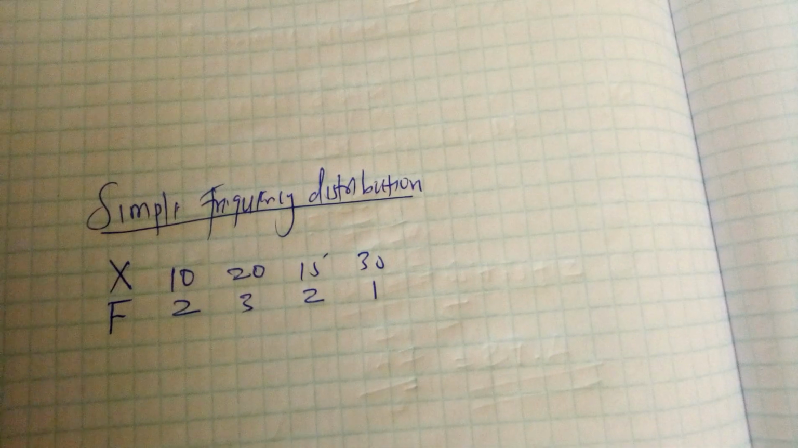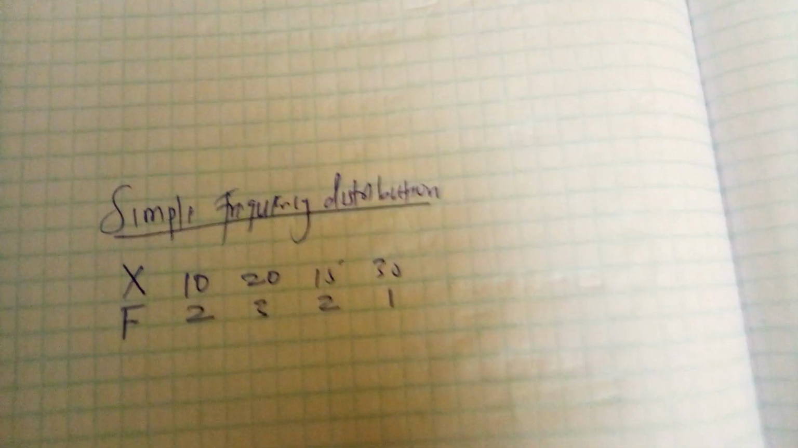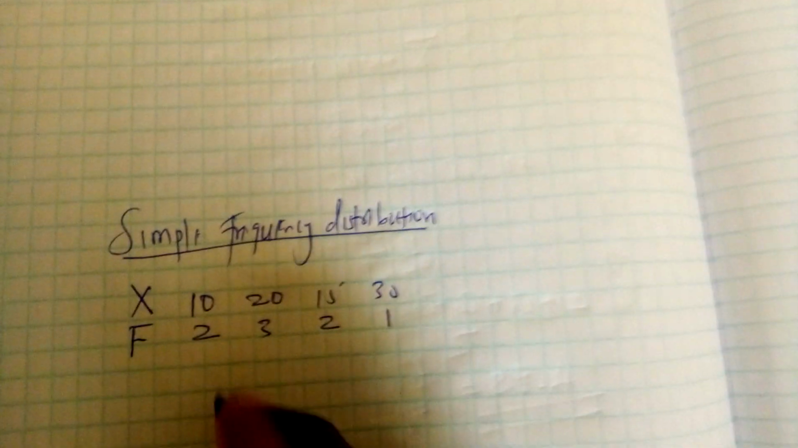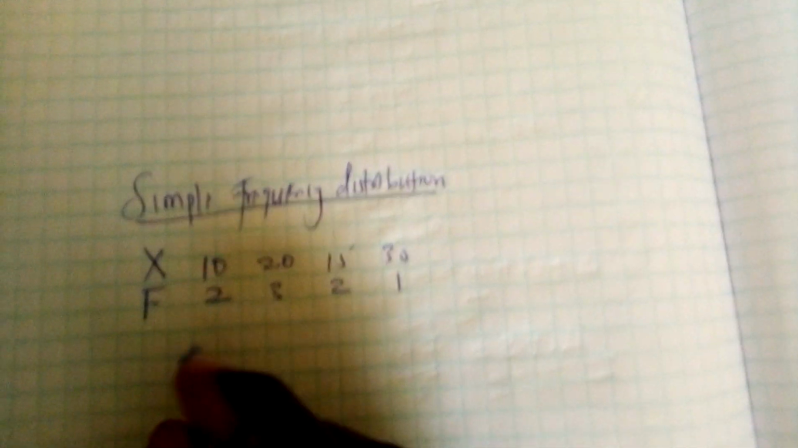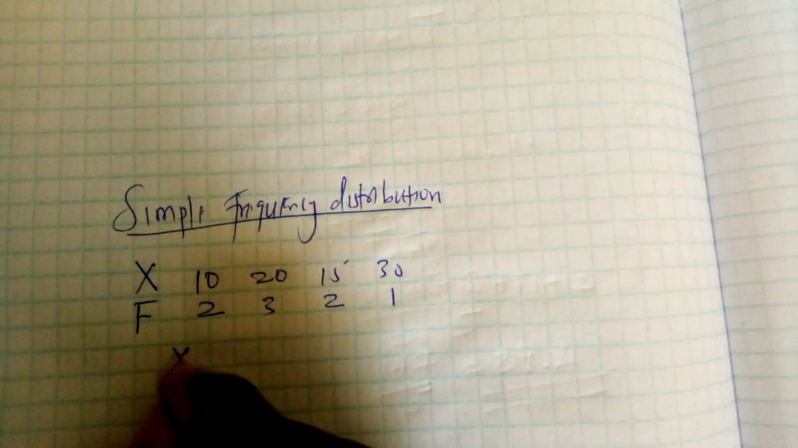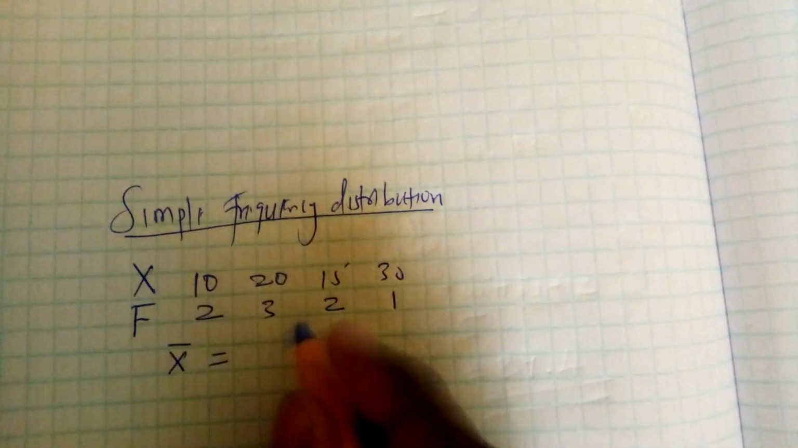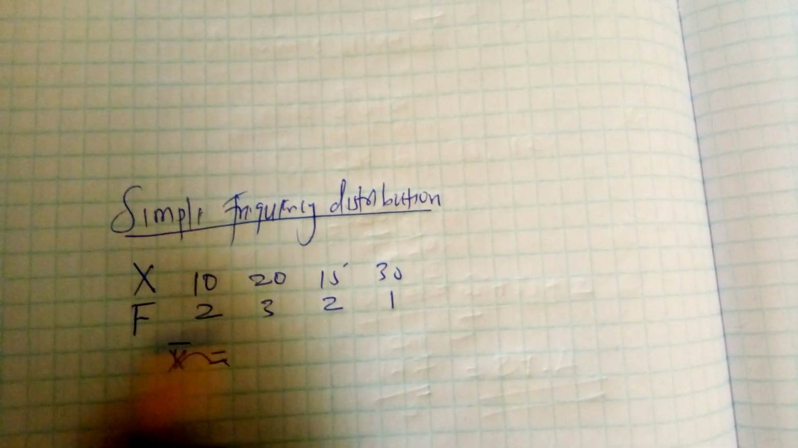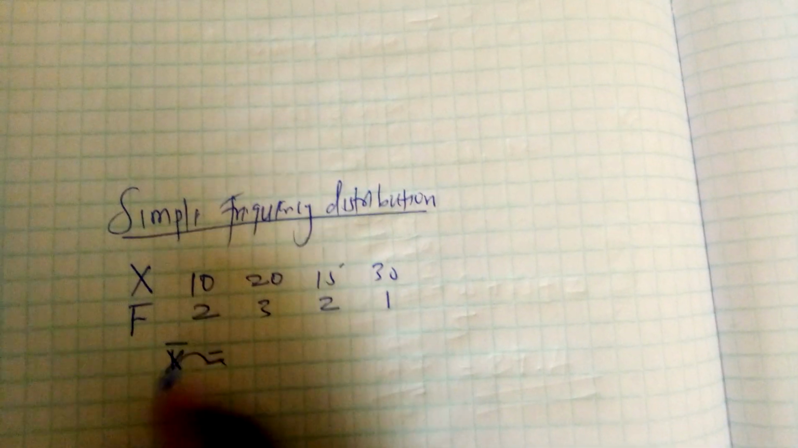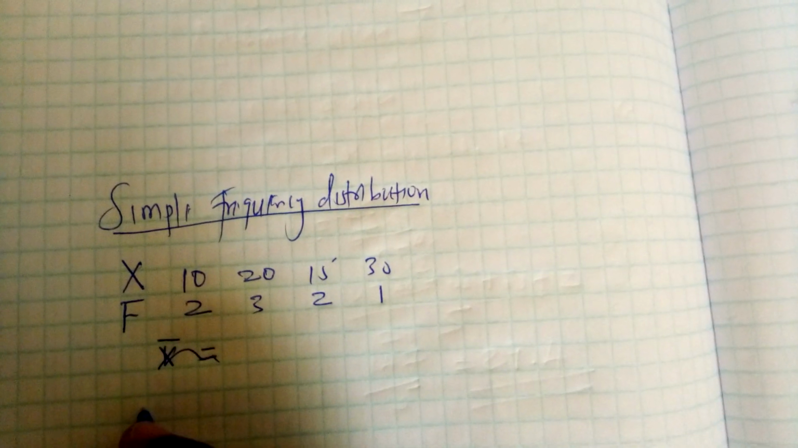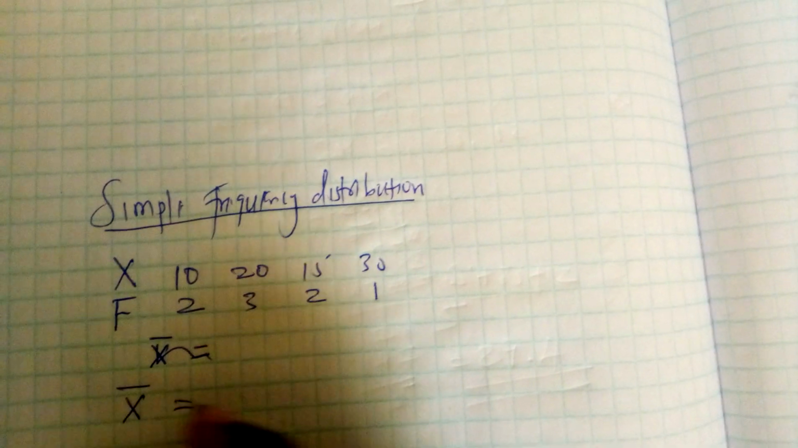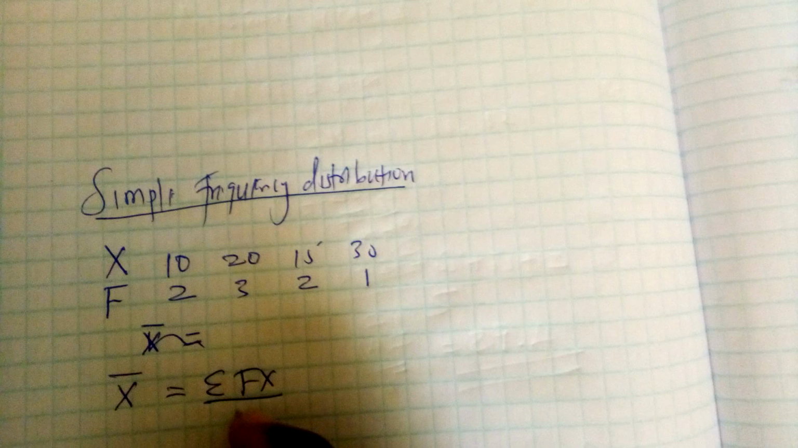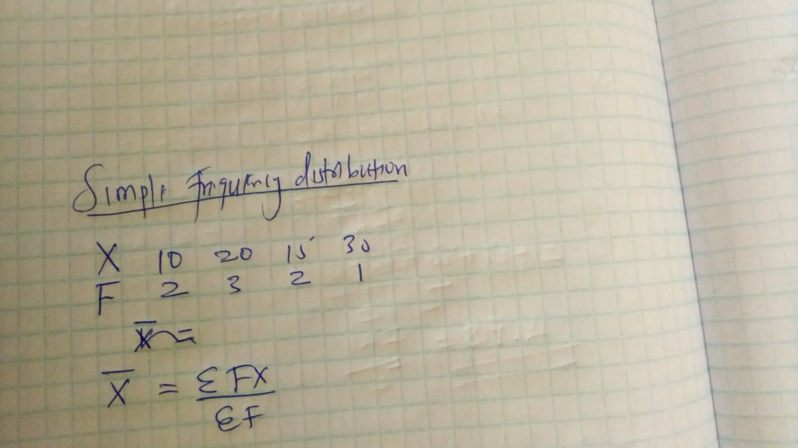So how will you be able now to compute the mean for this simple frequency distribution? You're going to first start by stating your formula. The arithmetic mean will be given by summation of fx all over summation of f, right?